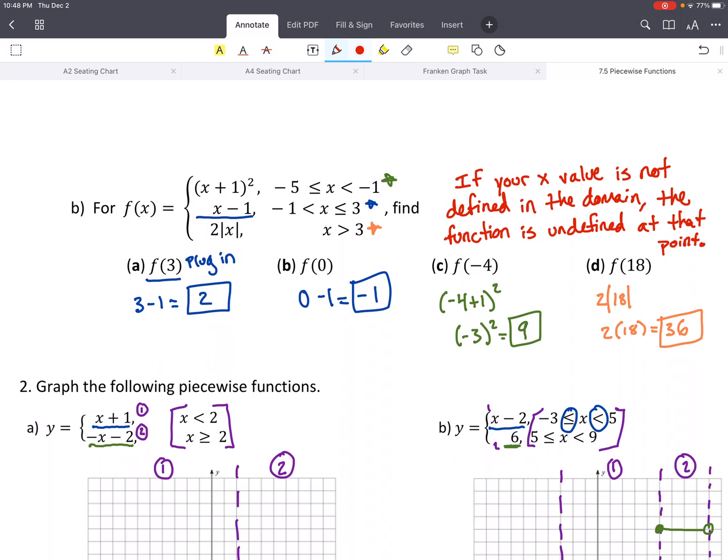If your x value is not defined in the domain, the function is undefined at that point. Here's what I mean by that. I'm going to give you another example. Let's say I have f of negative 10. Well, is negative 10 between negative 5 and negative 1? No. Is it between negative 1 and 3? No. Is it greater than 3? No. It was a no for all of that. And so because negative 10 is not existing in this function, that means it's just undefined here.